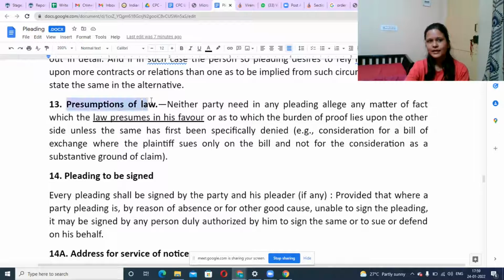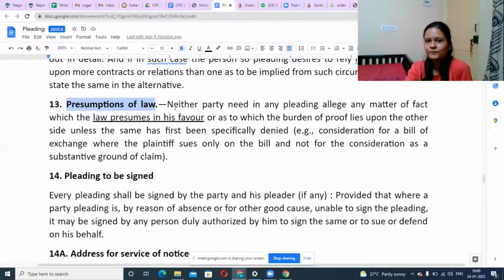Next one talks about presumptions of law. Sometimes law also may presume certain things. The general rule is that we need to prove a certain thing 100%, beyond any reasonable doubt. Otherwise, the law may even acquit the person, because his guilt is not proved beyond reasonable doubt. That also happens many times. But there may also be certain situations where law presumes certain things. So what will happen in that case?